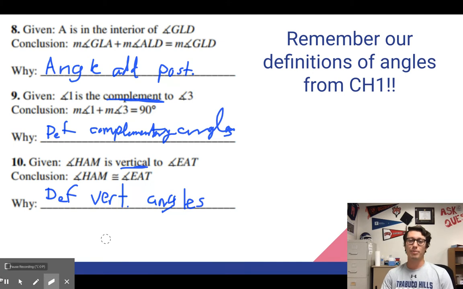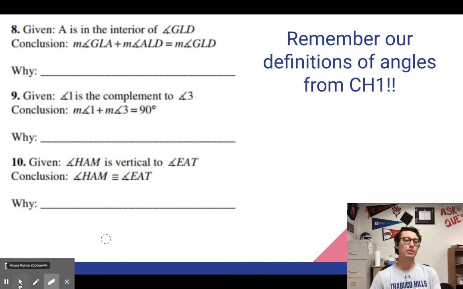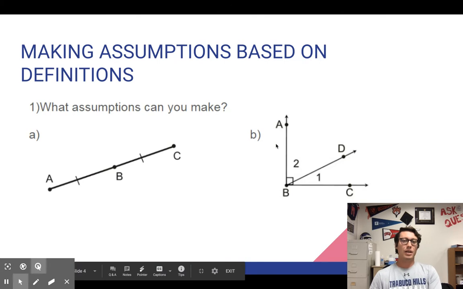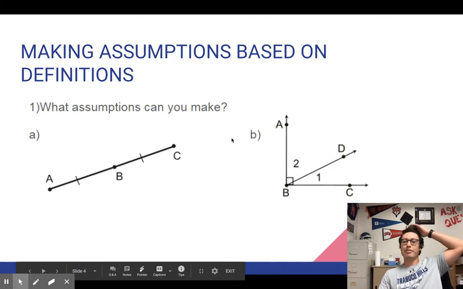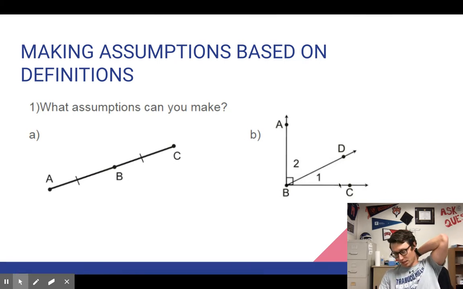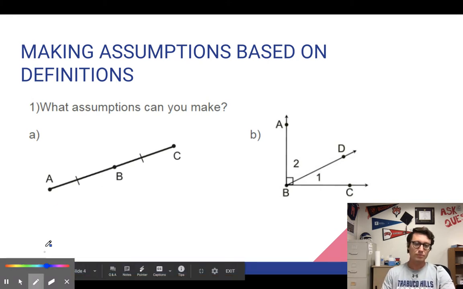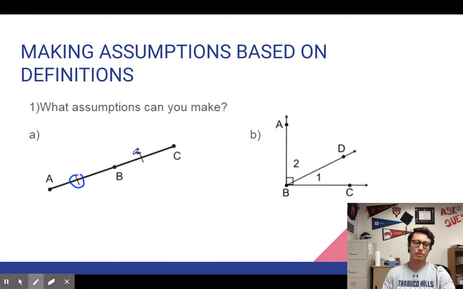Okay, but don't forget about their definitions from chapter 1 about angles. So we're making assumptions based off of definitions. Notice we have a segment and an angle, right? We're going to be talking a little bit about both today. Looking at this picture, what can we conclude without any words given to us, just by the picture? Notice we have congruency marks right here. We can conclude that segment AB is congruent to segment BC.